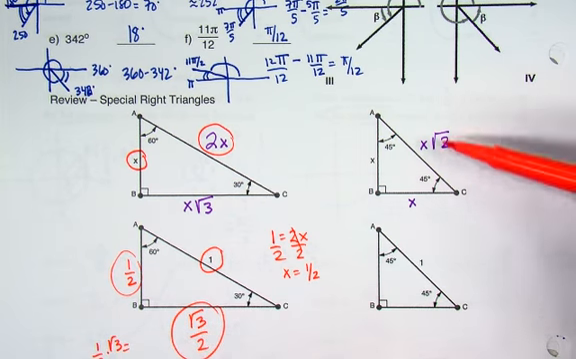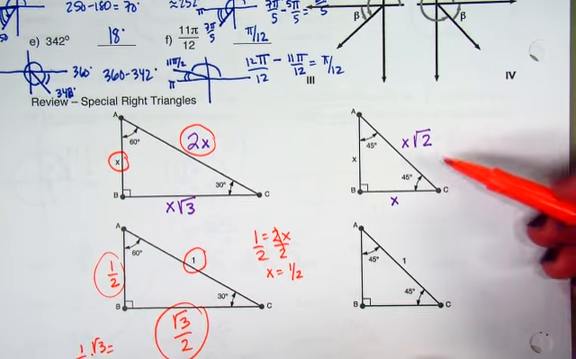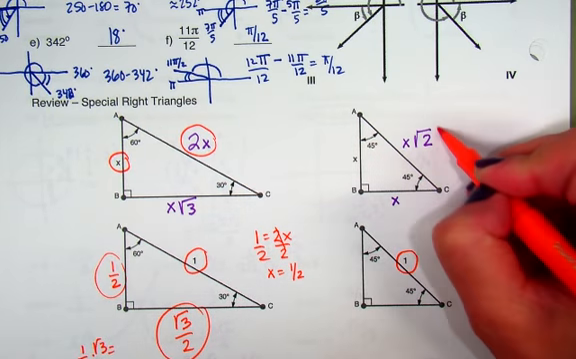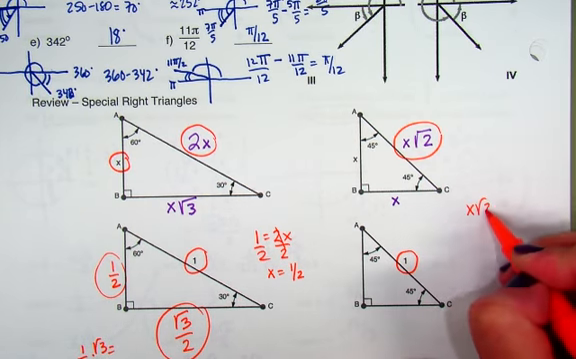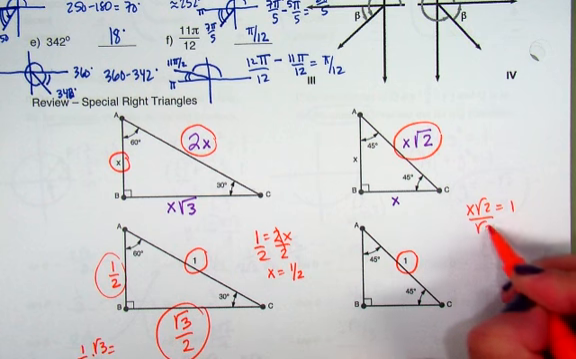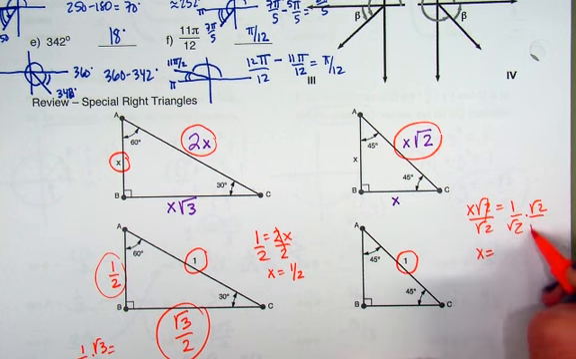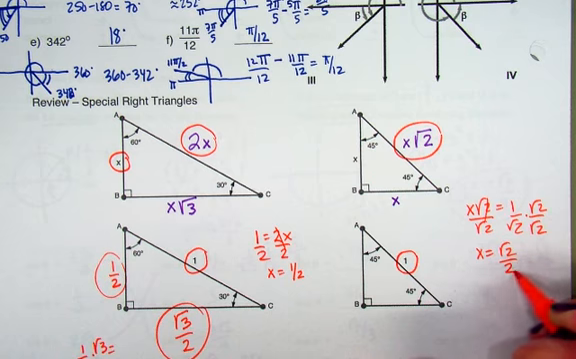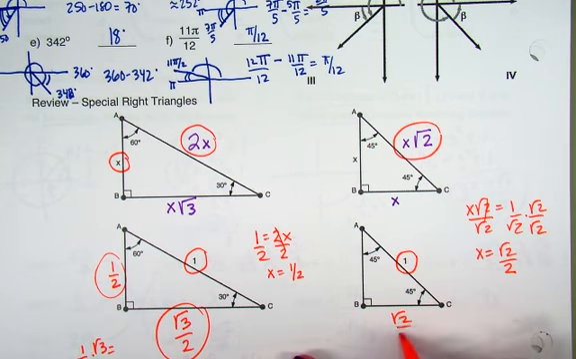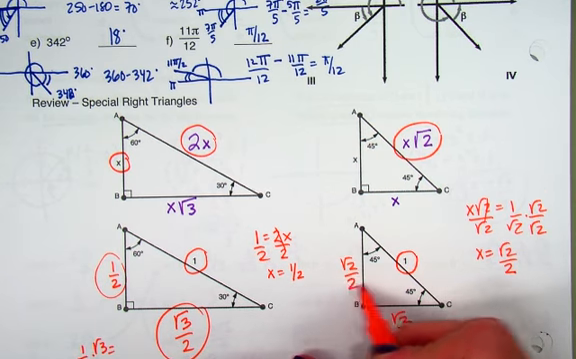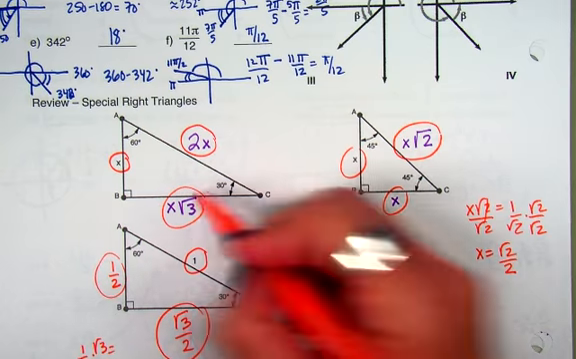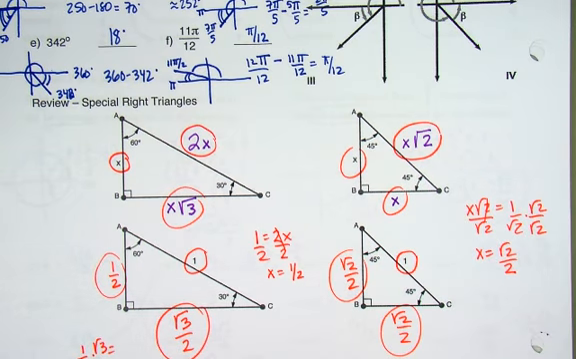For the 45, 45, 90, let's do the same thing. If my hypotenuse is 1, I set x root 2 equal to 1, divide by root 2, and yes, you have to rationalize, and I get root 2 over 2. And that works for both of my legs since they are both equal to x. And those are my values, okay?